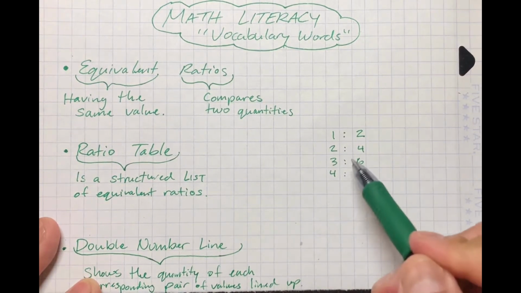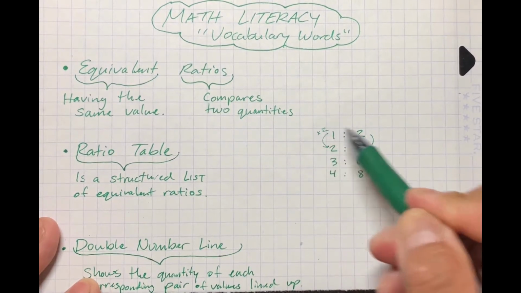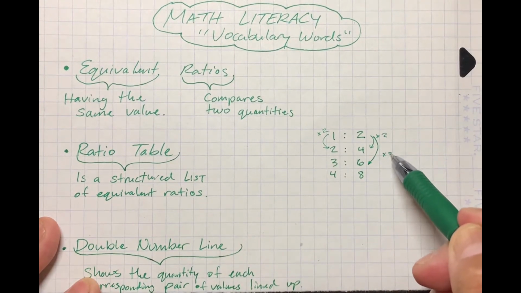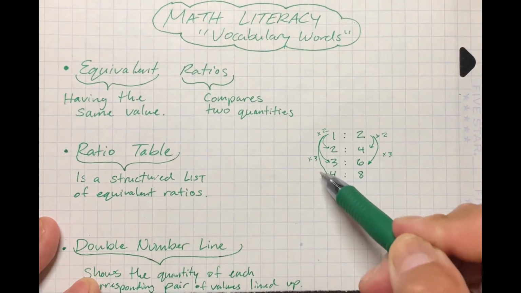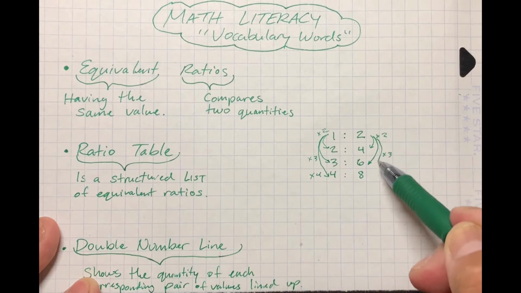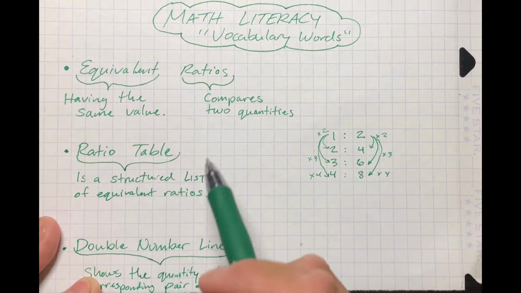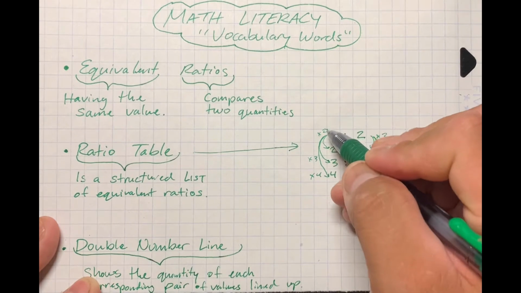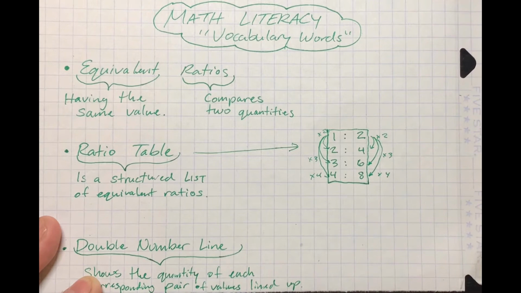So we multiply 2 times 2 and 1 times 2. When it goes here, we're multiplying 2 times 3 and 1 times 3. When we go here, we're multiplying 1 times 4 and 2 times 4. So you see that pattern develop. And again, this is a ratio table. Sometimes it gets fancy where you do have some sort of a box around it, but all the same, it's just a ratio table.